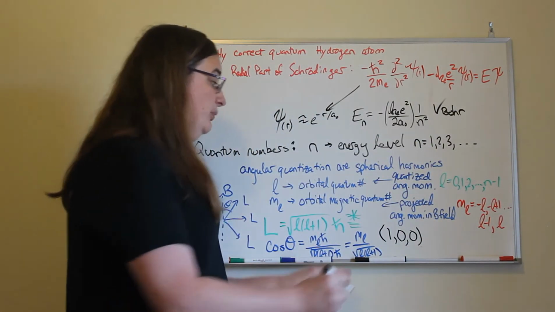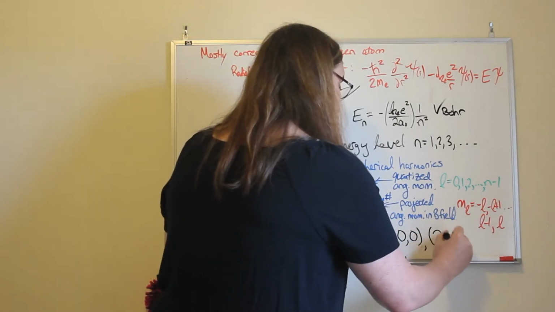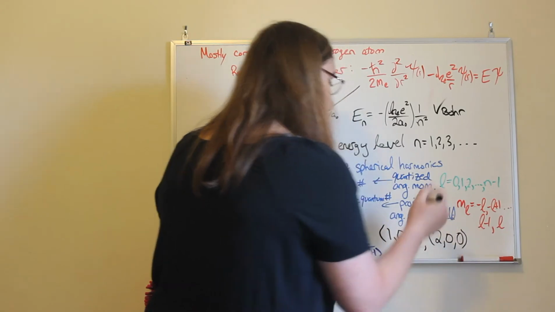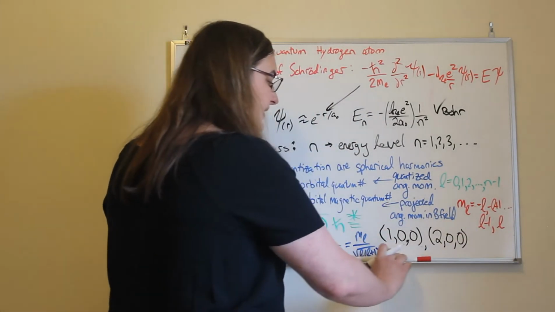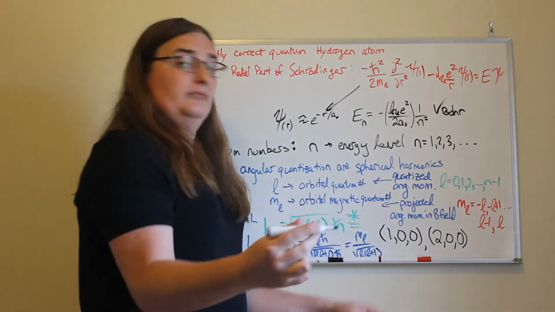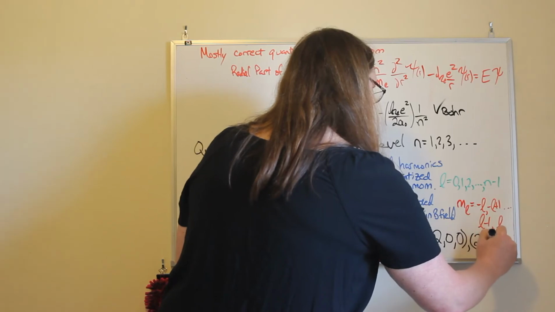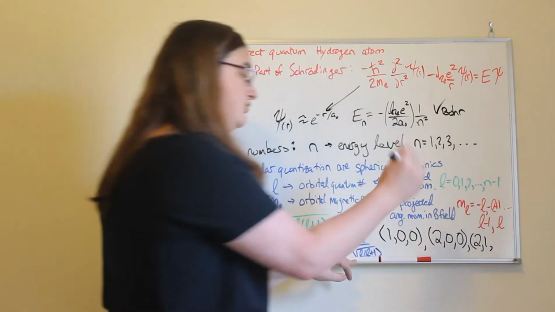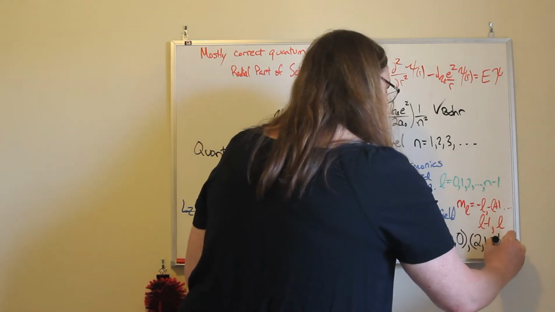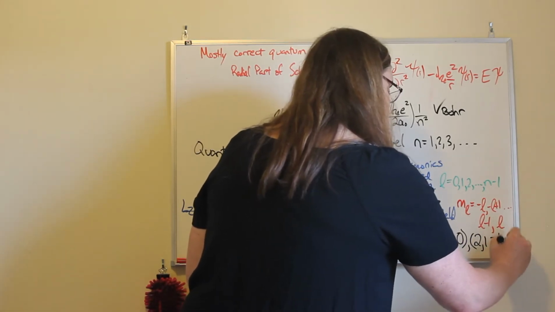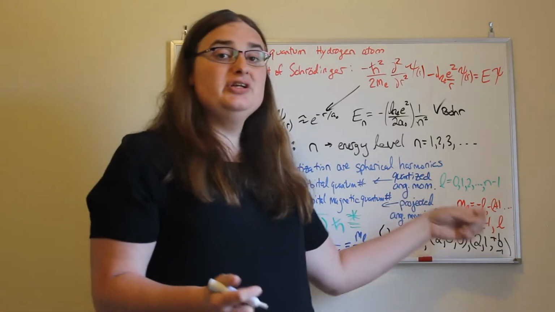At the n equals 2 energy level, it's still valid to have L equals 0 at n equals 2, so we would have a 2, 0, 0, and then we would end up getting 3 orbits with an L quantum number of 1. So we could have 2, 1, plus 1, we could have 2, 1, 0, and we could have 2, 1, minus 1. All 3 of those are unique orbits.